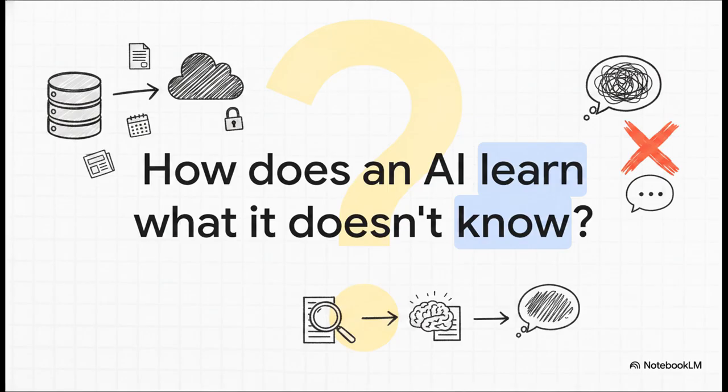Look, large language models are absolutely brilliant, but they have a fundamental limitation. They just don't have access to specific, private, or up-to-date data that wasn't included in their original training set. The source material we're looking at today tackles a really fascinating question: how exactly does an AI learn what it doesn't already know?